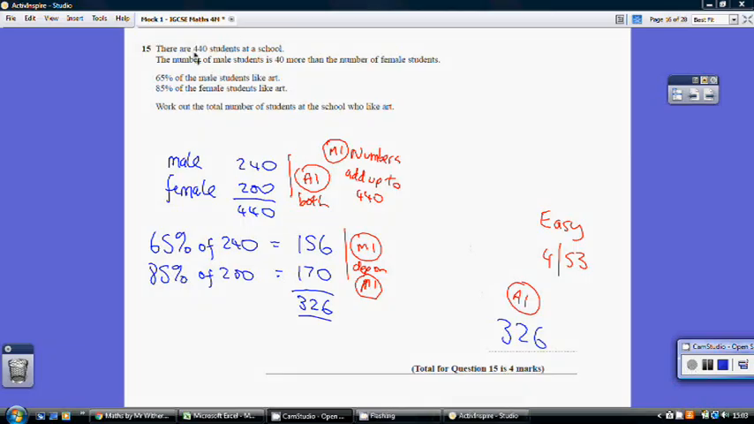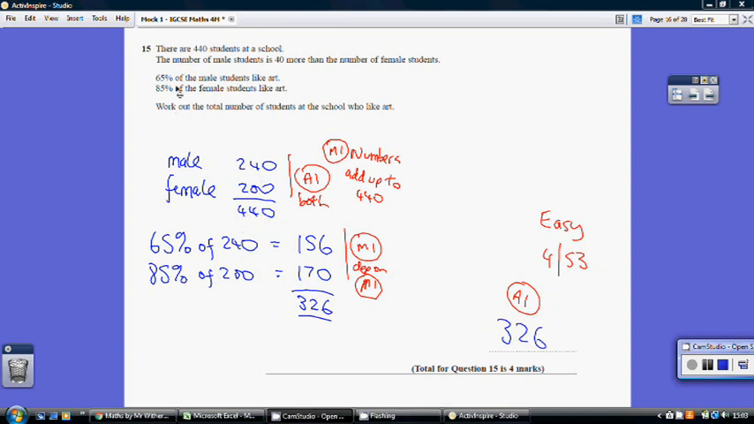Question 15. So we've got 440 students in the school and we're told the number of males is 40 more than the number of females. So 40 more males. So if we've got 200 females and 240 males, we can see that's 40 more males, and those two together add up to 440.